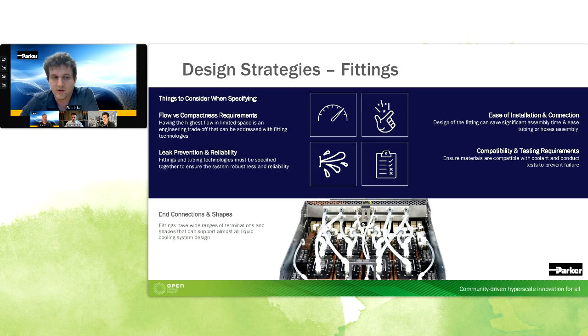And then, just like with all the other components, there is leak prevention and reliability. You've got to make sure that your fittings have the right end connection and have the correct seals in them to connect from point A to point B, so that you're not causing unnecessary leaks in your system. And just like with all the other components, compatibility with the fluid and the media going through the fittings is very important. If we're looking at water glycol systems and you pick a steel fitting, you're going to have a lot of corrosion issues, and a lot of issues with the performance of that fitting.